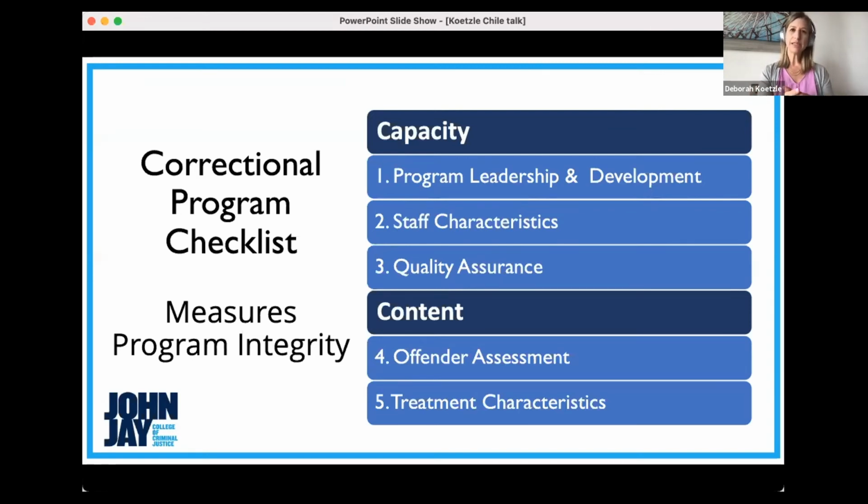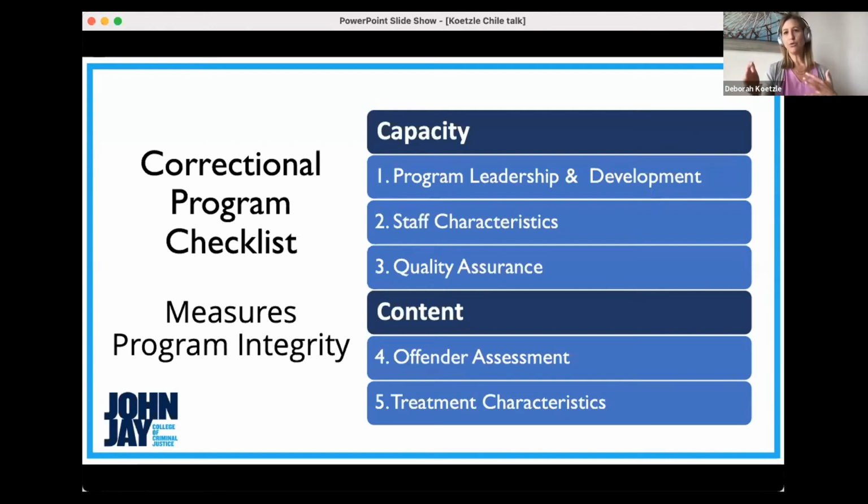So what types of assessments are programs doing? Are they assessing for risk, need, and responsivity? Are they using validated tools to do so? And what is the nature of the treatment? Are they using the results of the assessments to drive treatment decisions, to drive case plans? And then are they using behavioral approaches? Are they working with family members and so forth?